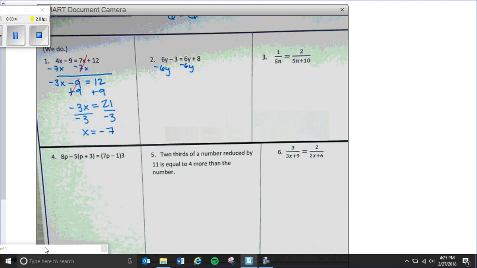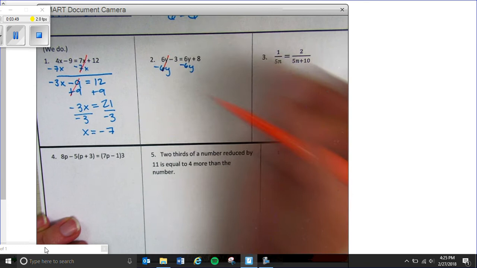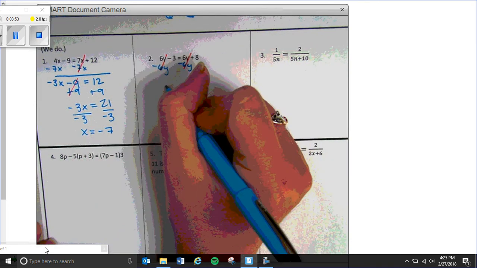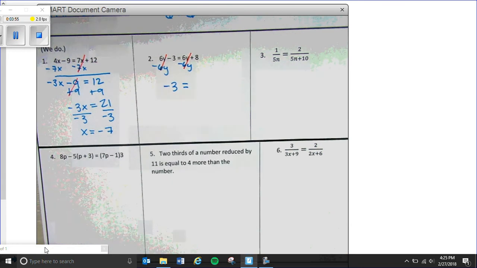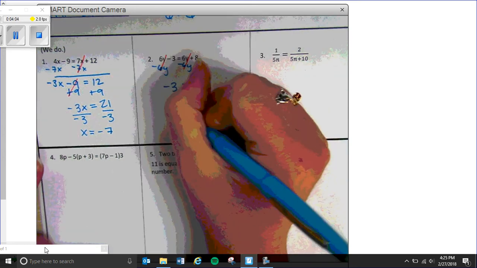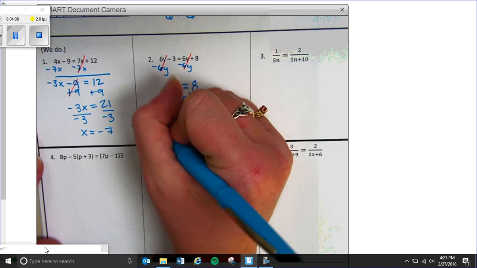Remember, we're going to now combine these terms. They both have a y with them, so I'm putting them together. 6y minus 6y, well those cancel out. They've canceled out from this side, so what's left? Well, on the left-hand side I have negative 3 equals what? What else is left over there? We have an 8. Does negative 3 equal 8? No. So this is not true, which means we have no solution.